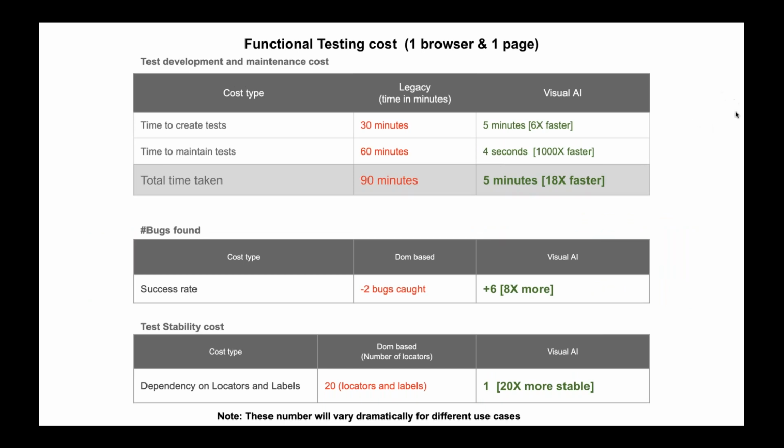So now, to compare the cost, for test development and test maintenance, at least for this use case, it's like 18 times faster. It may be just 5 times faster for you, or 3 times faster. It depends on the application, but for this one, that's how it is. And the number of bugs found, again, 8 times more bugs. And for test stability, because we are not using locators, or at least we are trying to minimize them, it's going to be like 20 times more stable. The way I'm counting it is simply the number of locators you are depending on, and the fewer locators you're depending on, the better it is for you, right?